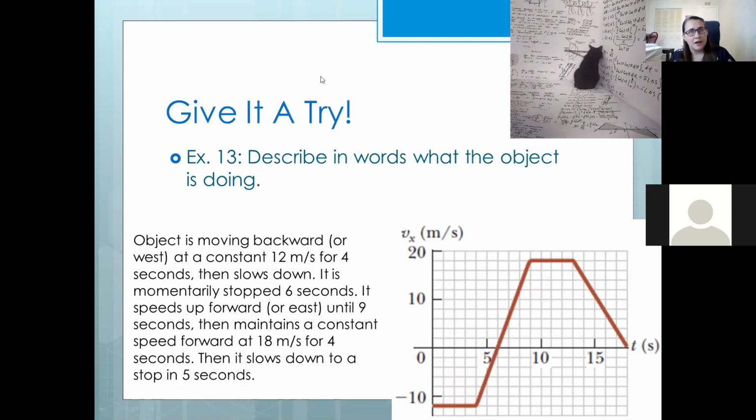If we wanted to find the displacement of the object at any particular moment, all we would do is find the area under the curve from the beginning until that particular moment, and that would tell us its displacement. Again, it wouldn't tell us its position, but it would tell us the displacement, the change in its position. Okay, I'm not seeing any questions at the moment.